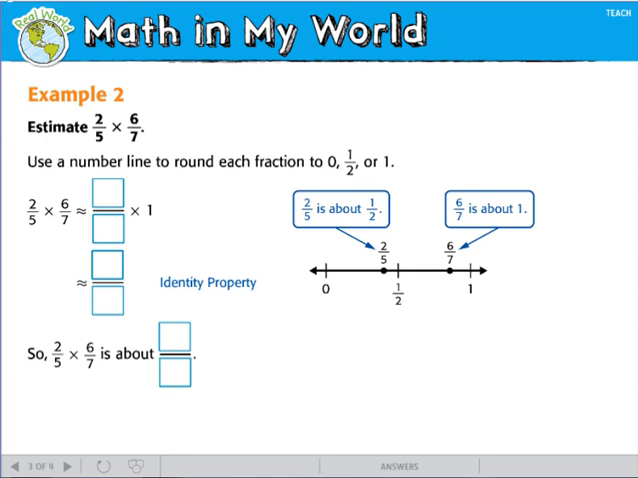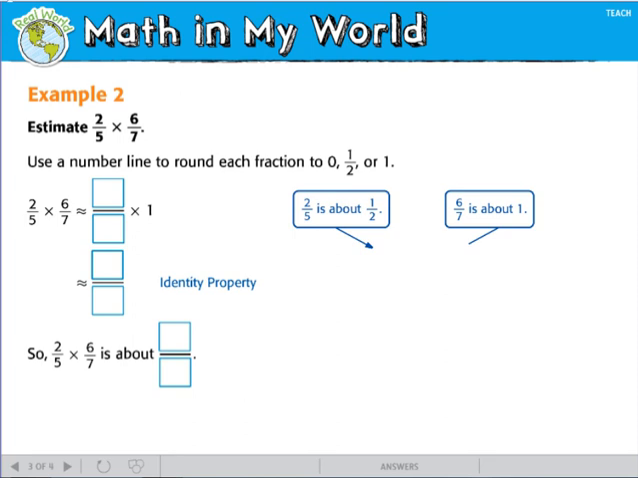Alright, so example 2. We have 2/5 plus 6/7. We're going to use number lines around the fractions. They do the same thing here. Look, in order to round these fractions, how many different denominators are here? 3. So I don't like that. I don't like that at all. So I would not do it this way.